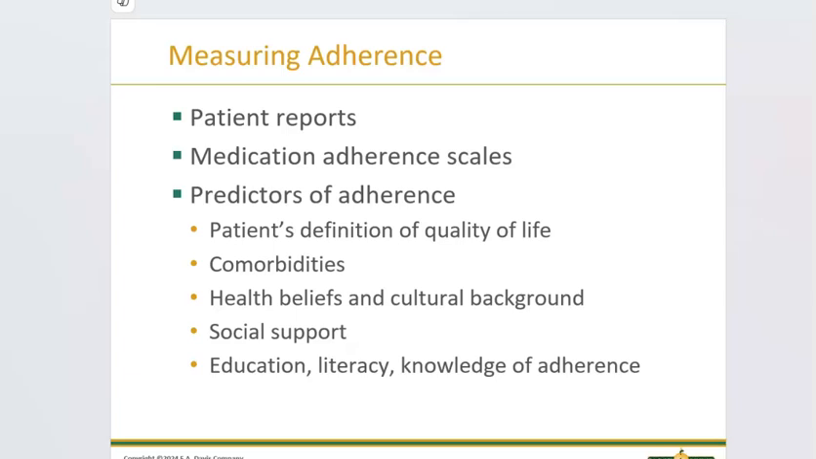We know that the predictors of adherence can include the patient's definition of quality of life, what their comorbidities are, their beliefs, their culture, their backgrounds, their social support, their education, their literacy, their knowledge. All of those things can affect whether or not we're going to have the adherence we need.